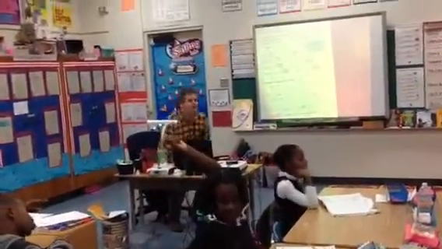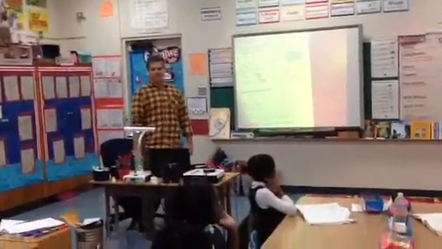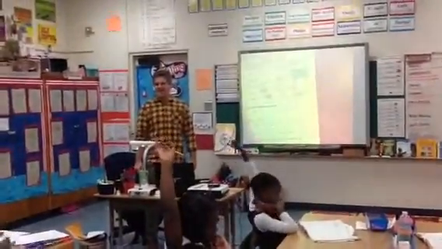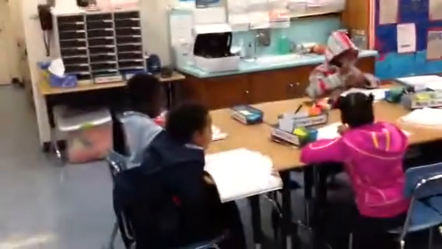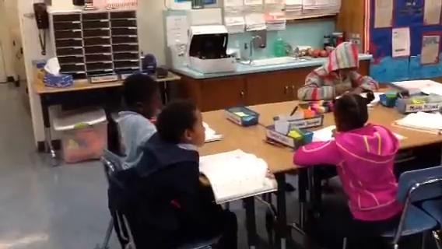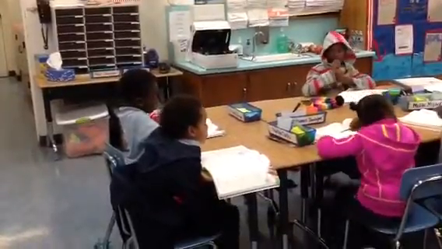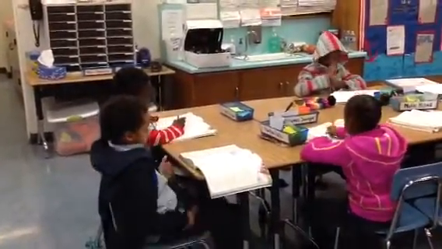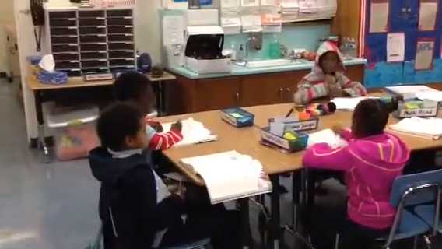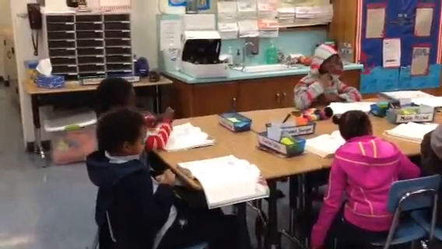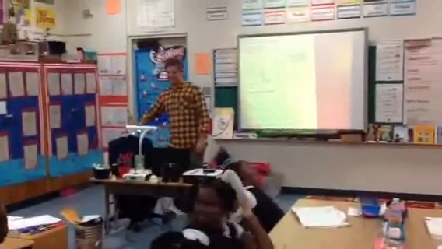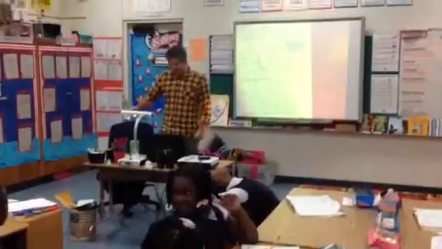Okay, 100 minus 99. 100 minus 99. Austin, what's 100 minus 99? Minus 99. 99 is how many less than 100? 1. So 100 minus 99, Austin, is 1.